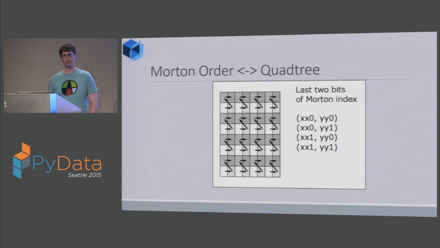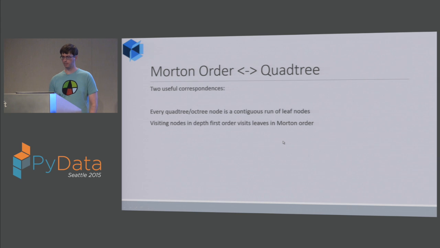So in this case, we have 16 subsquares, and each one is ordered in this way. From what we just did, we can actually see 2 correspondences that are very useful. And that is that you pick any node in your octree or quad tree, and all of its leaf nodes are contiguous in the representation.